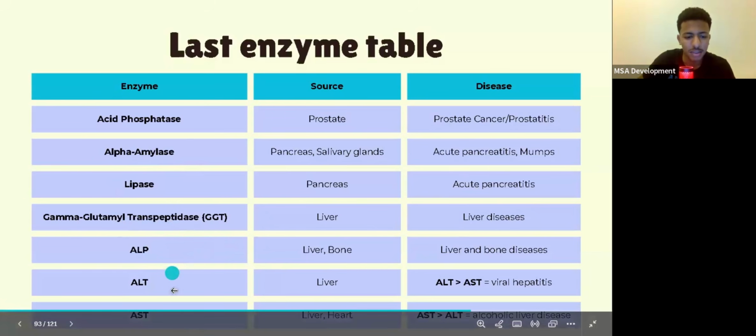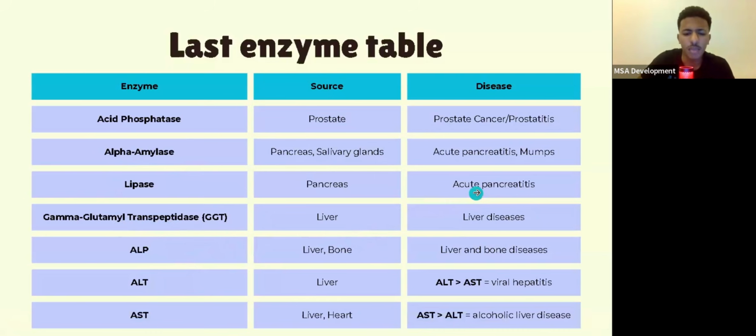And then we have ALT and AST. You guys know them a lot by now. It came in the midterm, I think. ALT is produced in the liver, AST is produced in the liver and the heart.